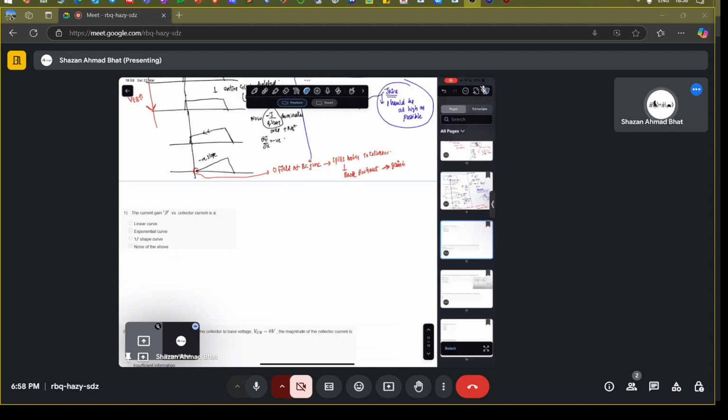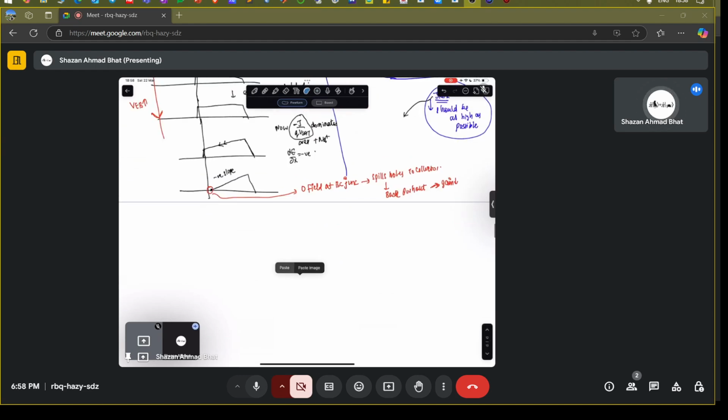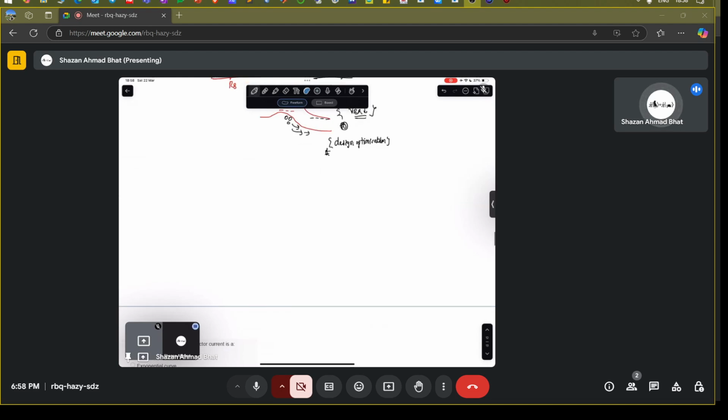Let me bring a new page. Let me paste this thing here. There is one more thing which is basically called the base transit time. Transit time is almost the same in almost all aspects. It's the time which the electron takes to move in a certain region.